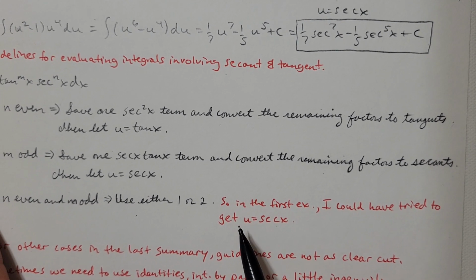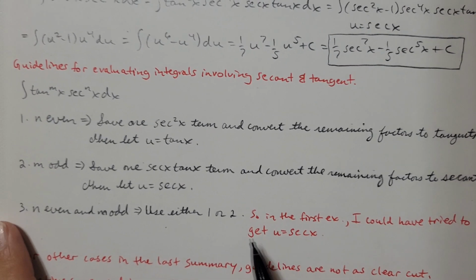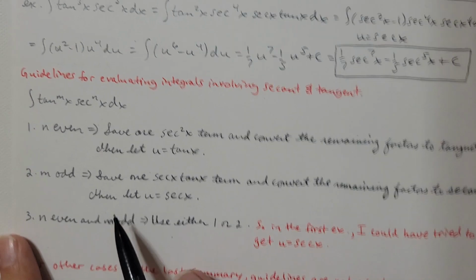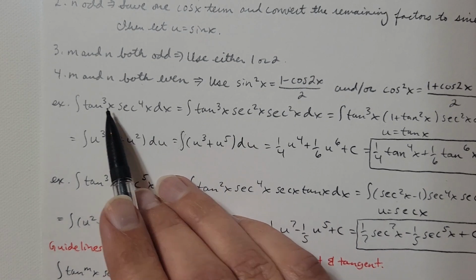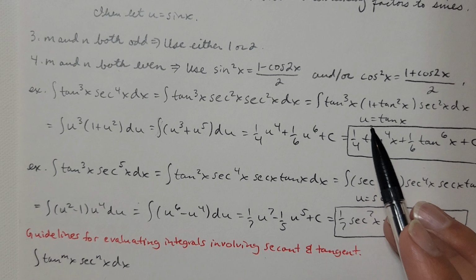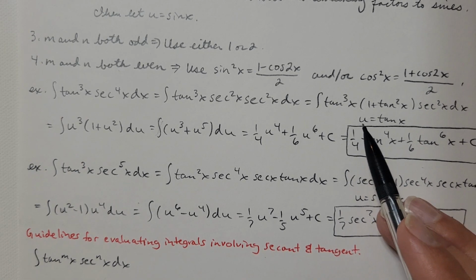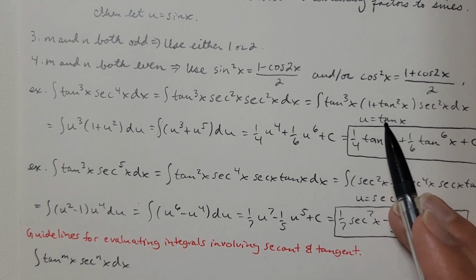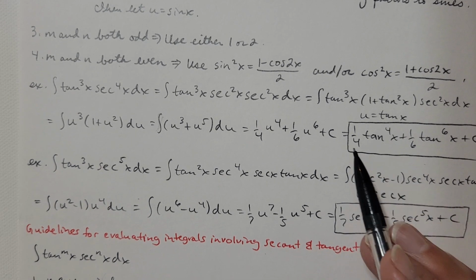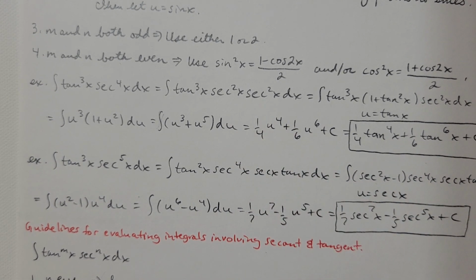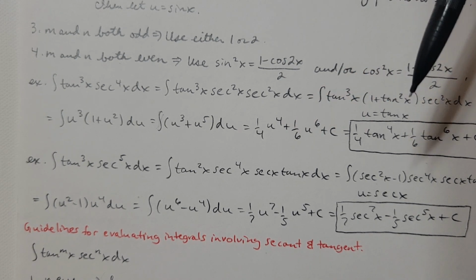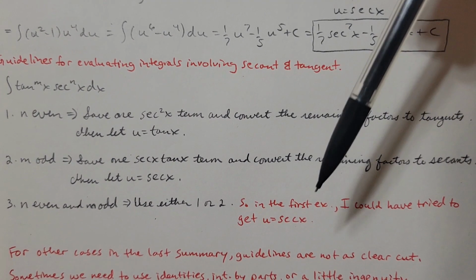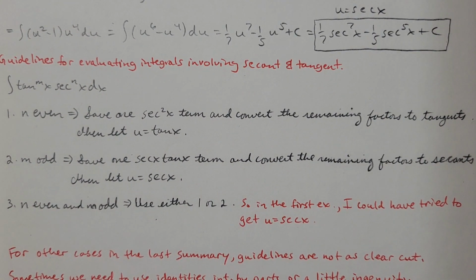Now there's a note saying, in the first example, I could have tried to get u to be secant x. So if n is even and m is odd, what I did here again is I broke away a secant squared x term and I let u be tangent x. Well, I didn't need to do it like that. I could have broken away a secant x times tangent x term and then let u be secant x. That's what the note says there. That would have worked fine also.